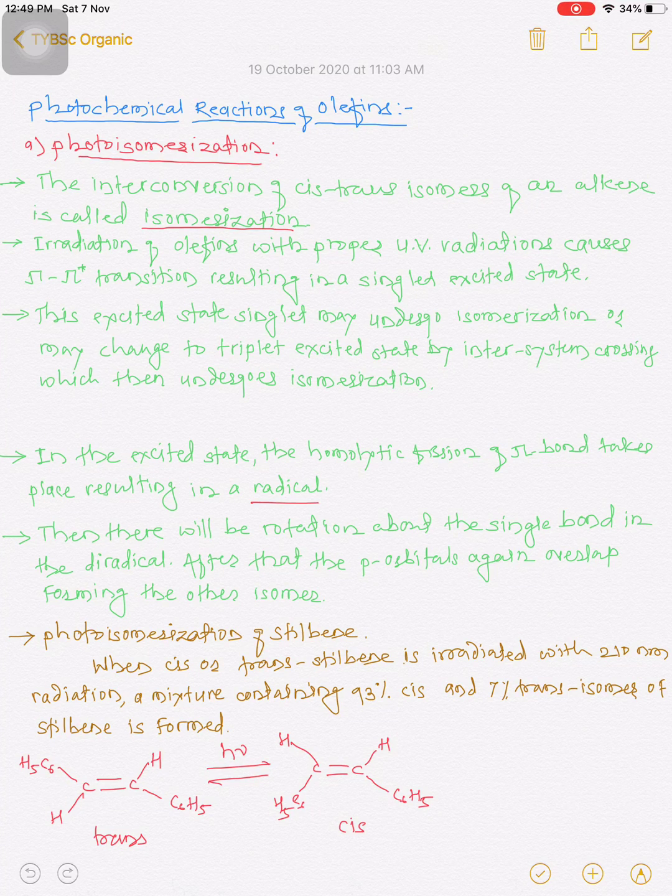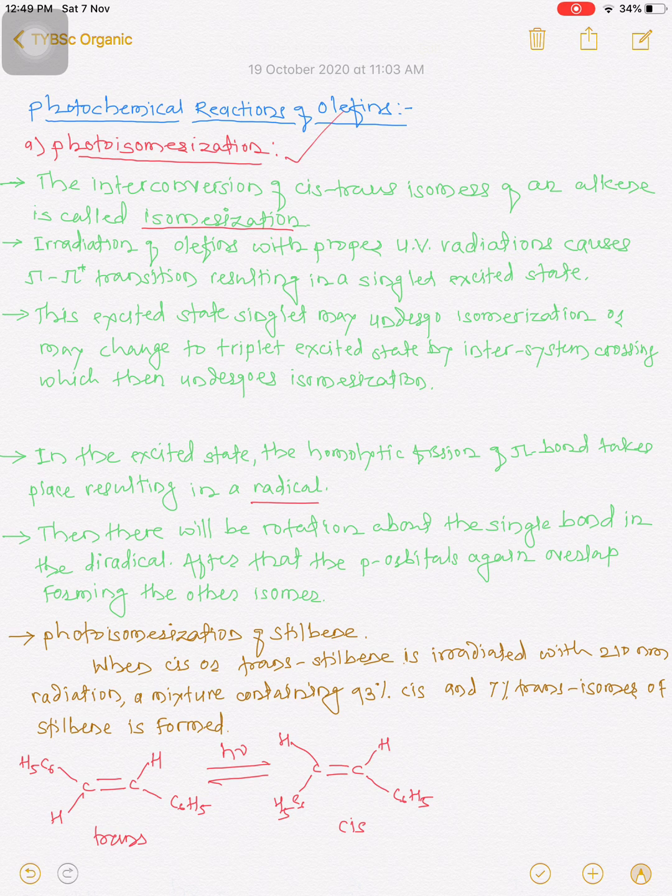In the last lecture we have seen the Jablonski diagram. Now in this lecture we are going to study different photochemical reactions. So in this lecture we are going to study the photochemical reactions of olefin. The first one is photoisomerization.